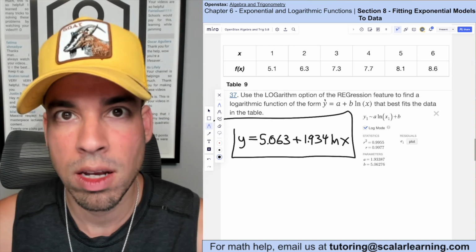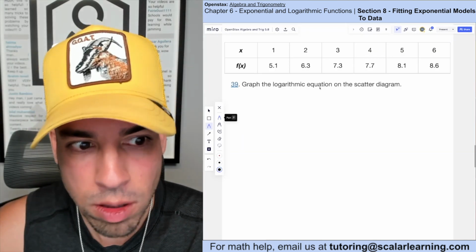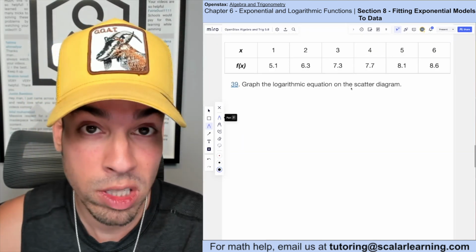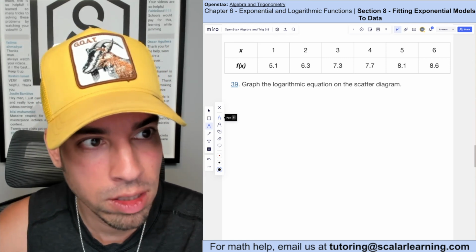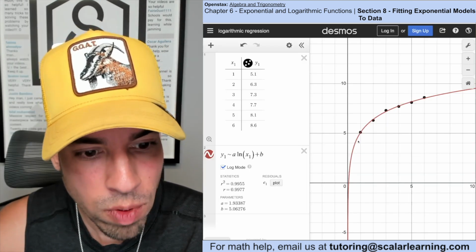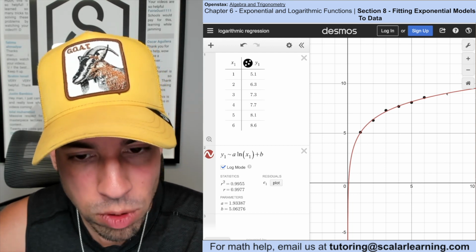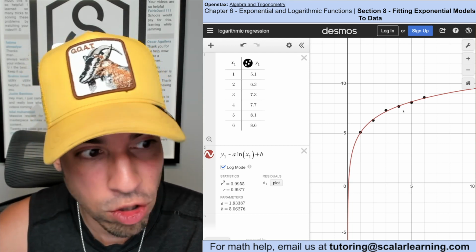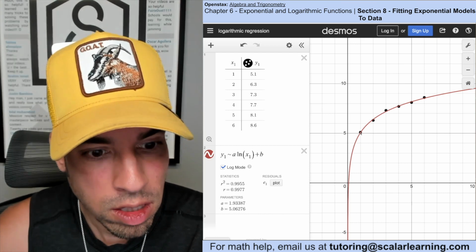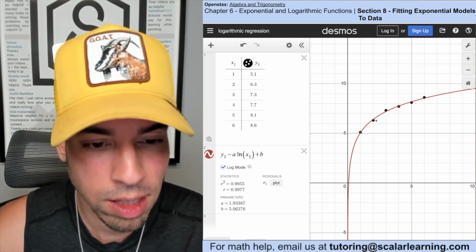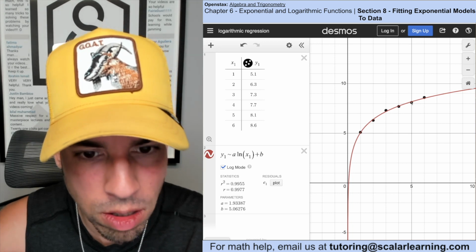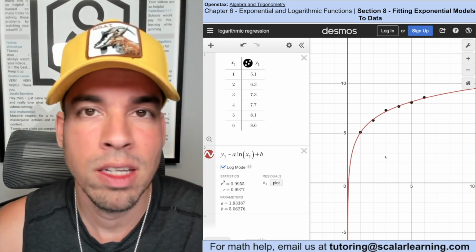Boom, done. So for number 39, we're meant to graph the logarithmic equation that we got in 37 from the regression analysis to these data points. So let's check it out in Desmos. So again, here in red is the regression for this exponential or logarithmic, excuse me. And then here are the points, these little black points here. So that's how it looks. It looks like a pretty good model because it's really going kind of through the middle of all these points. So that's what it looks like.